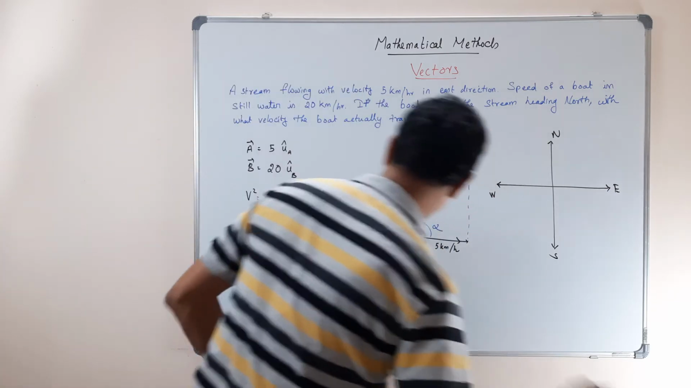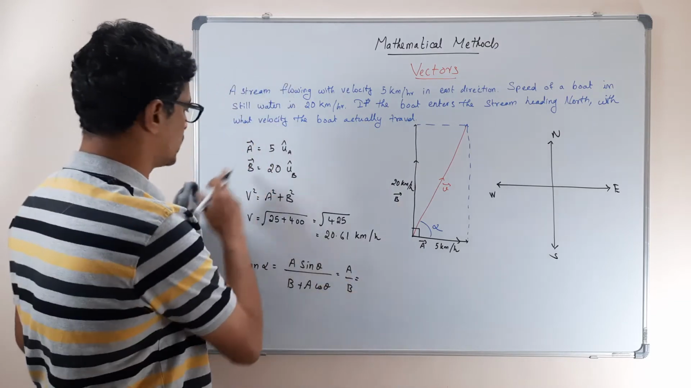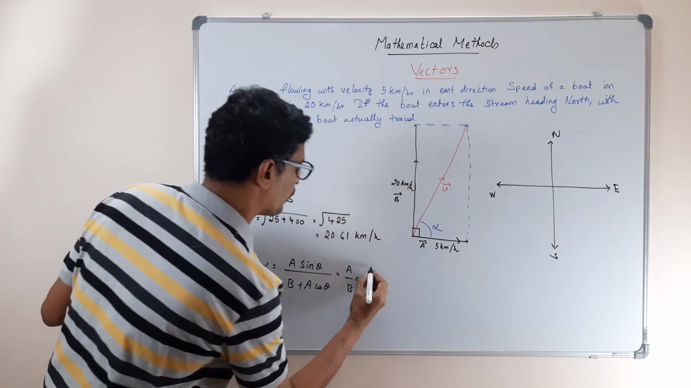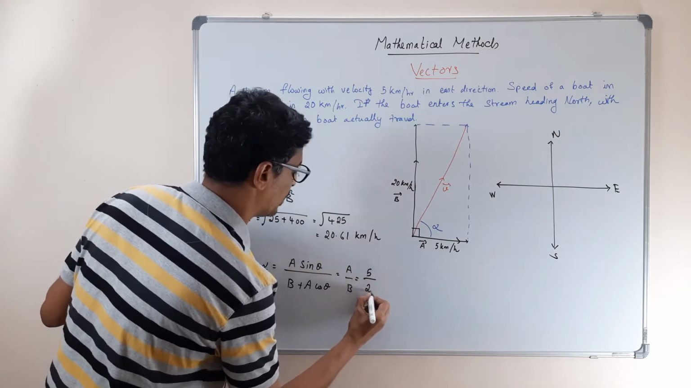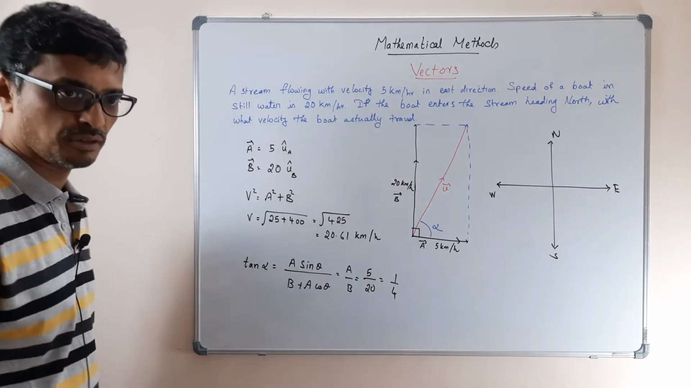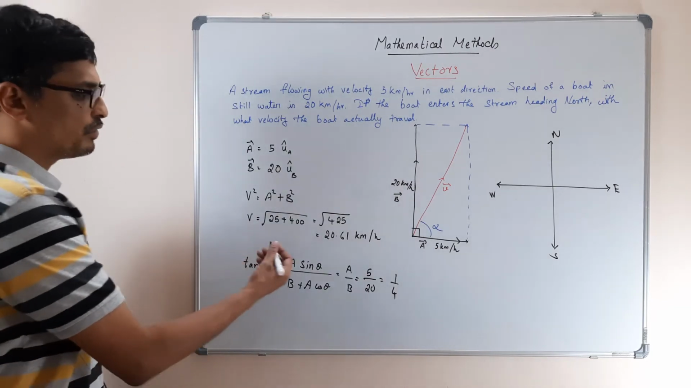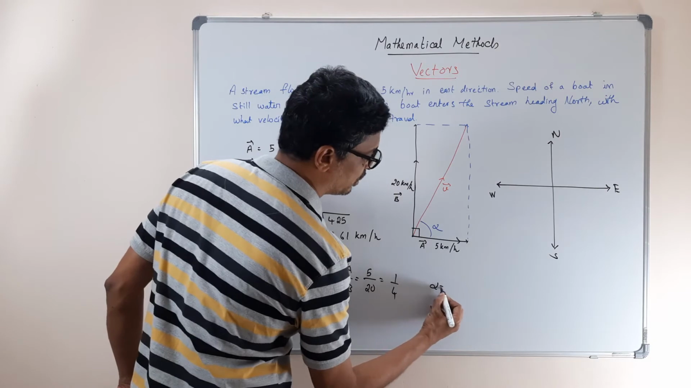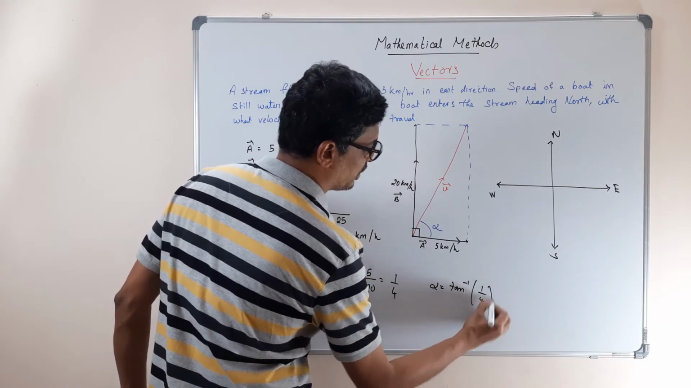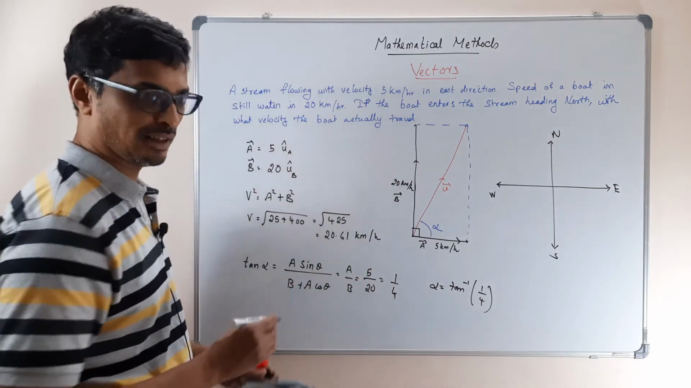But let me write it down. A equals how much? This is the magnitude of A. This is a unit vector. So this is the magnitude. 5 by 20 equals 1 by 4. That's tan alpha. Okay. So if you want to find alpha, what happens? Alpha will be equal to tan inverse of 1 by 4. You don't have to find the answer for it. Just leave it here. Okay.